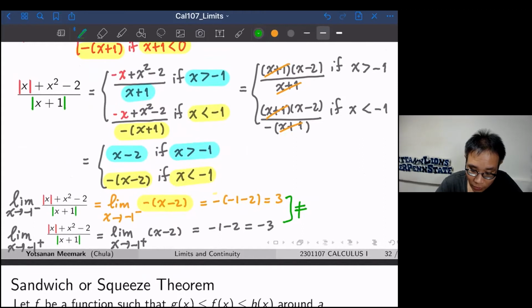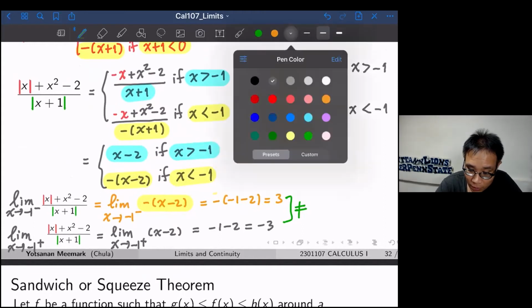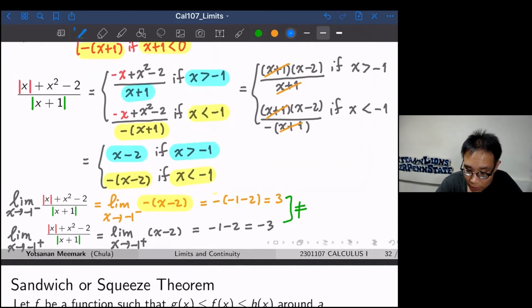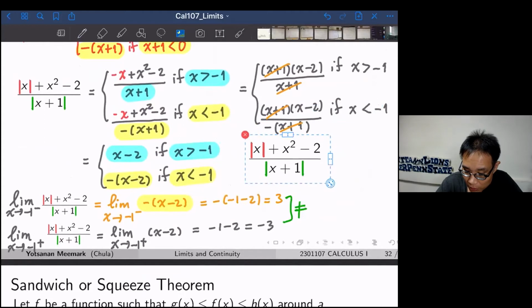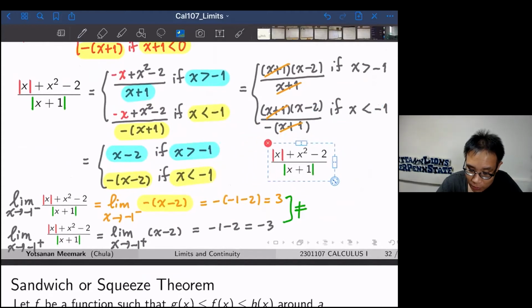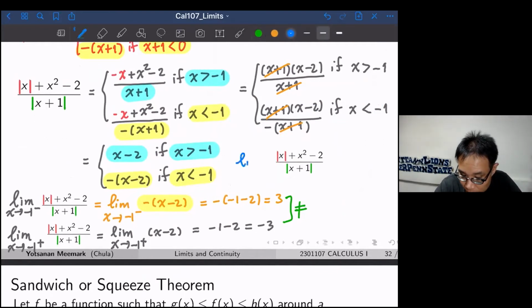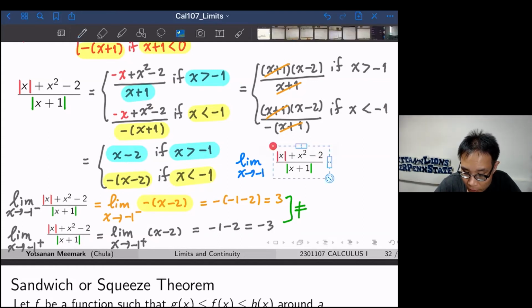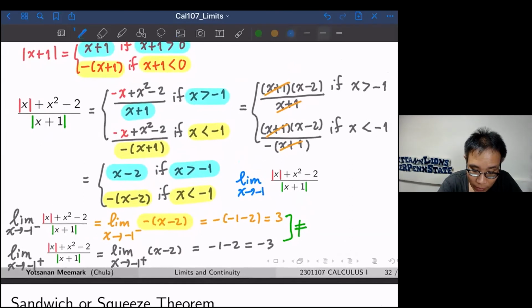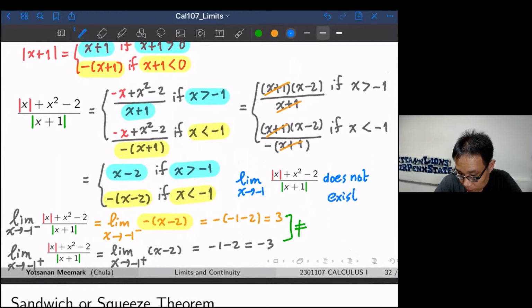Okay, so we're gonna conclude here that the limit as x goes to negative 1 of the function does not exist. Okay, so this is how we conclude everything.